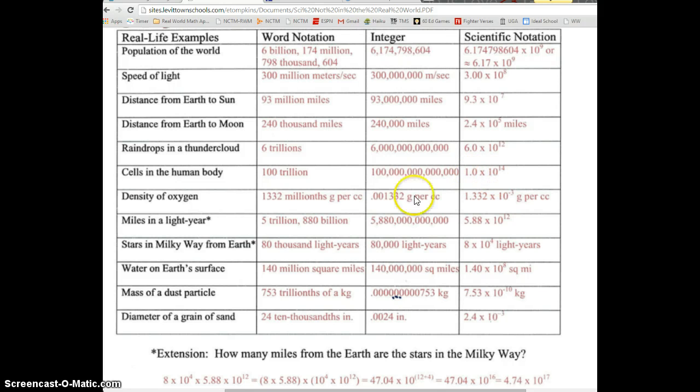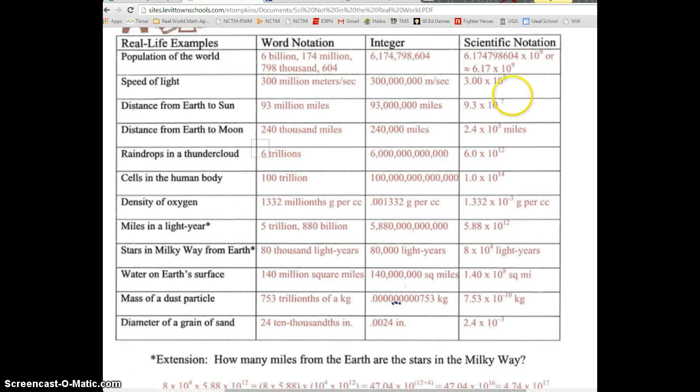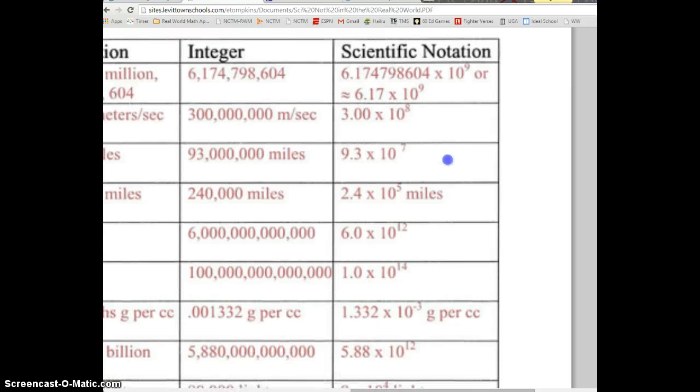Or it takes a really small number, like the mass of a dust particle, which is 753 trillionths of a kilogram, and rewrites it as 7.53 times 10 to the negative 10th. So if you look at this, you've got these really huge numbers and these really tiny numbers, and we rewrite them in what we call scientific notation.